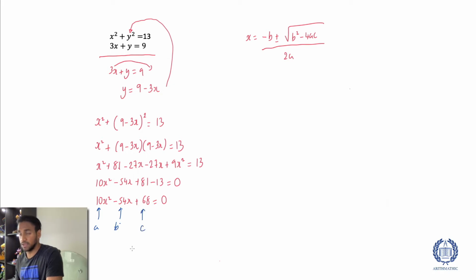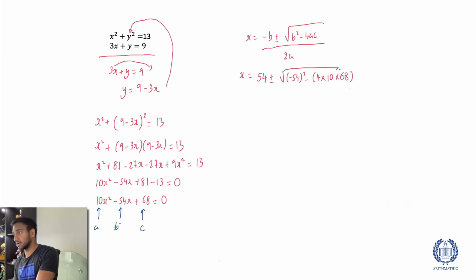So that's my ABC. All I'm going to do now is put those values inside the formula. So I'm going to have x equals, now my b value is minus 54, so I'm going to put minus 54 inside minus b, so that becomes plus 54. So I have 54 plus and minus square root b squared, which is minus 54 squared, minus 4 times a times c. So a is going to be 10 and then c is going to be 68, over 2a, which is 2 times my a value, which is 10.